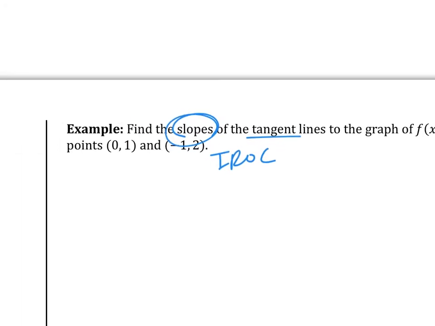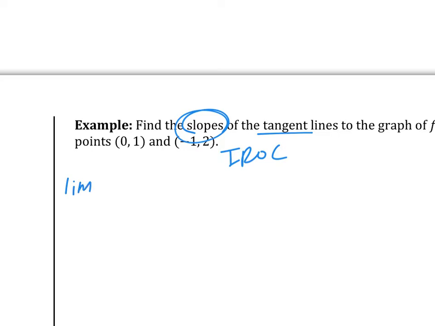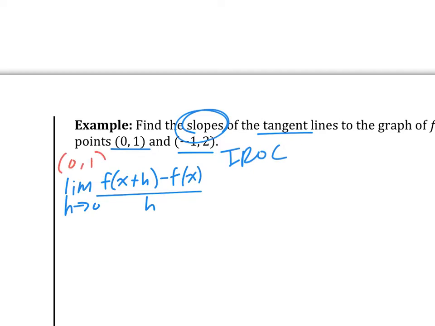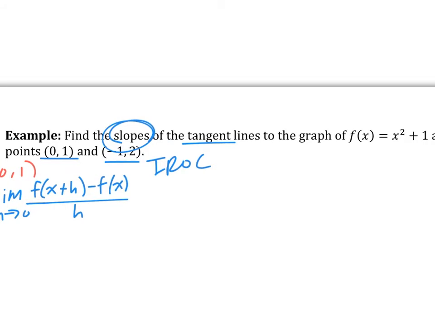So, take out that formula. IROC formula: limit as h goes to 0 of f of x plus h minus f of x over h. All right, so this is where we need to plug things in. Well, we need it at 2 points, (0, 1) and (-1, 2). We're just going to do (0, 1) first. Okay, first we want f of x plus h. Well, what is f of x? x squared plus 1.